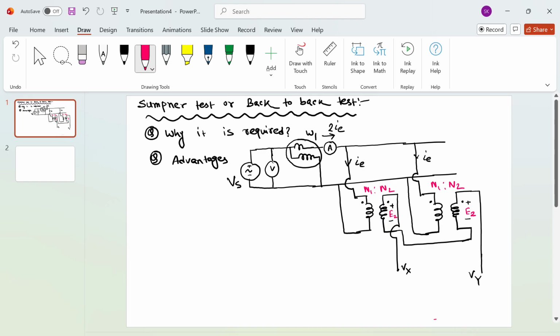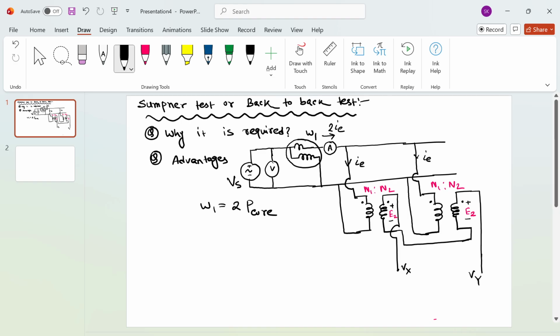Okay. Now this exciting current causes a core loss. That core loss can be recorded with the help of this wattmeter. Since there are two transformers connected in parallel, the wattmeter reading will be 2 times P core loss, and both the transformers are identical, so it will record twice the core loss that is happening in one transformer. Okay. Now we got the core loss data.